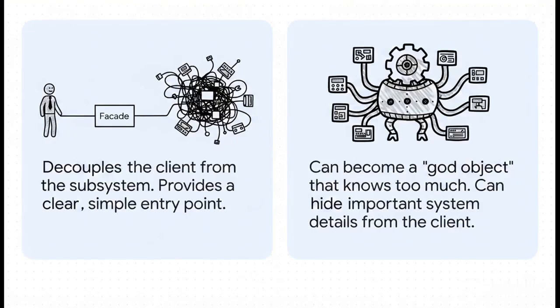The main benefit here is decoupling. Your client code isn't tangled up with the dozens of classes inside that complex subsystem. That makes your whole application much easier to understand and maintain. But there's a danger. The facade itself can grow too big and become what we call a God object, a single class that just knows and does way too much. It's also worth remembering that while it provides a simple path, it doesn't usually block the more complex path. A determined developer can still bypass it and go straight to the subsystem if they really need to.